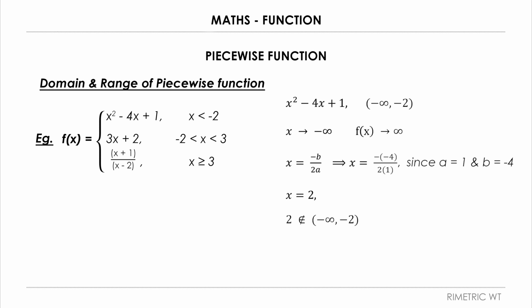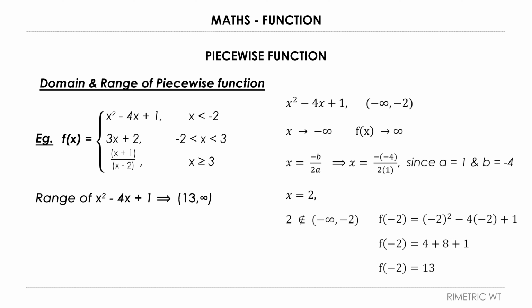So when we evaluate f of -2, we get -2 squared minus 4 times -2 plus 1, which gives 4 plus 8 plus 1, resulting in 13. Therefore, the range of the first condition will be from 13 in open interval to positive infinity.